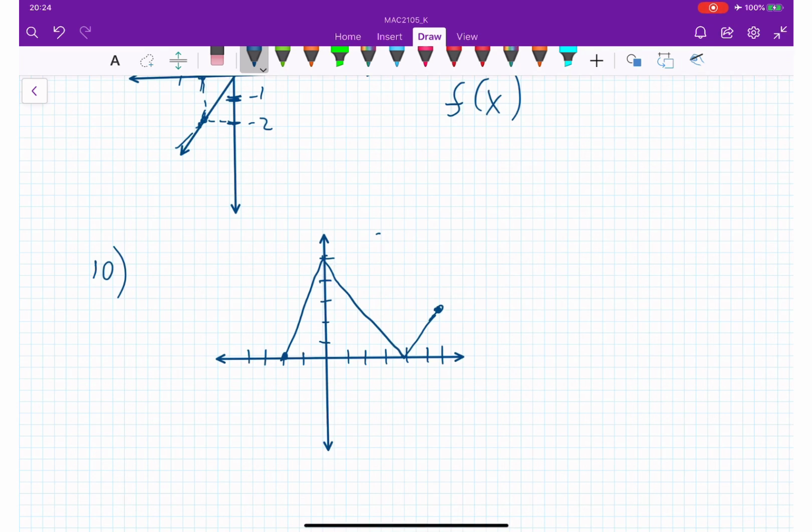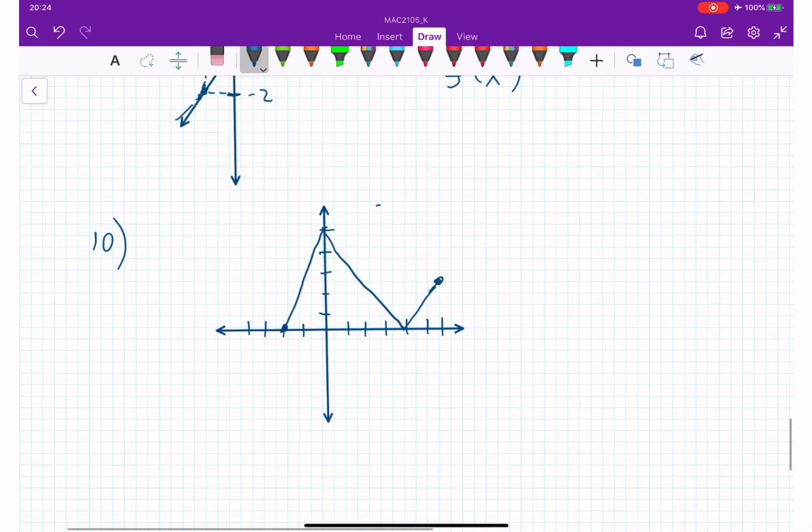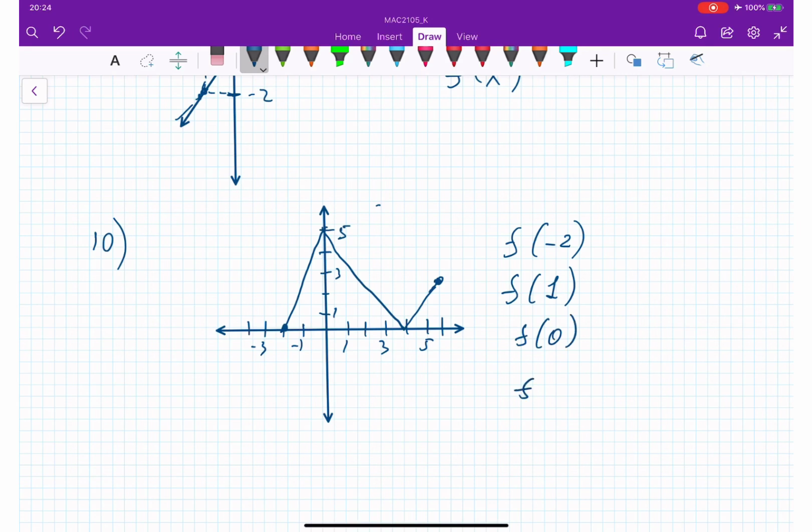Okay. So let's see. We need to find f of negative 2, how much will be f of positive 1, and then f of 0, and f of 6. Let's start. So f of negative 2, this is my negative 2, right? Because it's the value of x, which means y is right 0, right there.